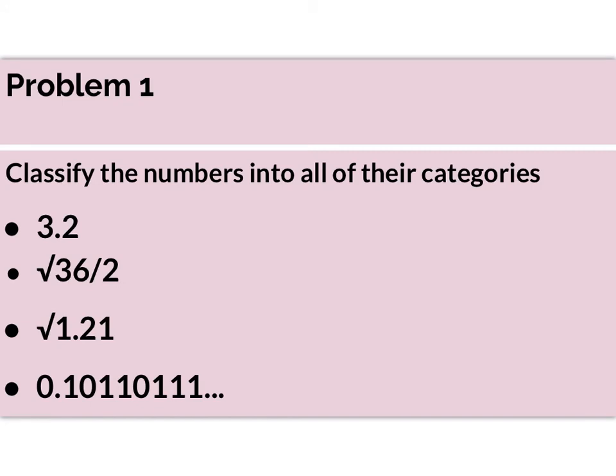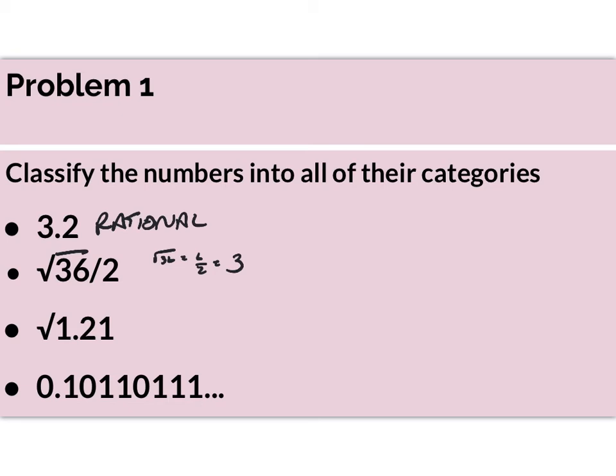Okay, so problem one, 3.2. Since it's a decimal, this is rational. All right, the square root of 36 divided by 2. Well, we know the square root of 36 is 6. When we divide that by 2, we get 3.